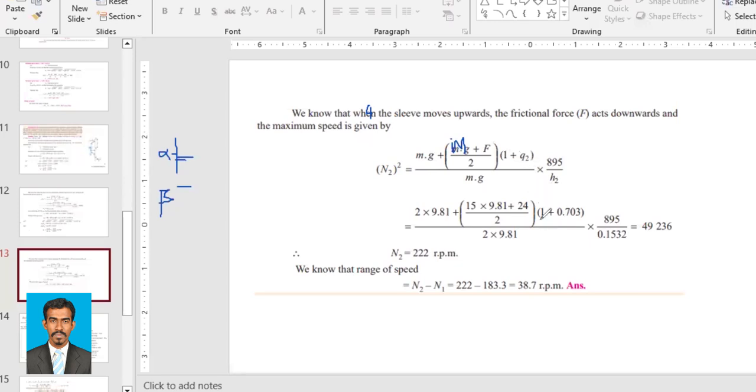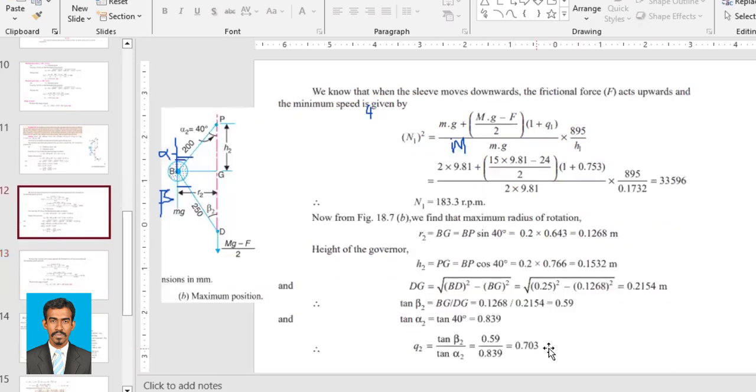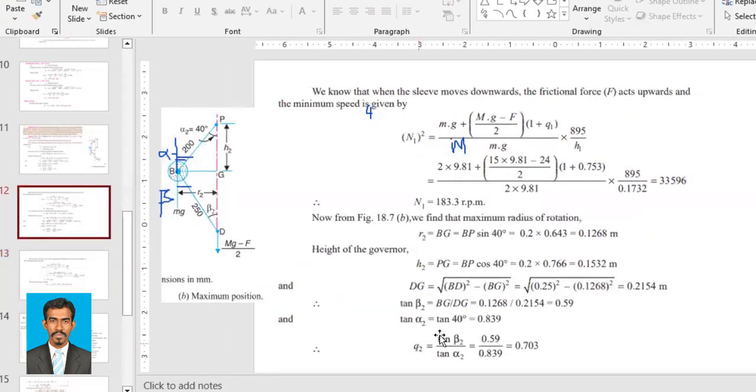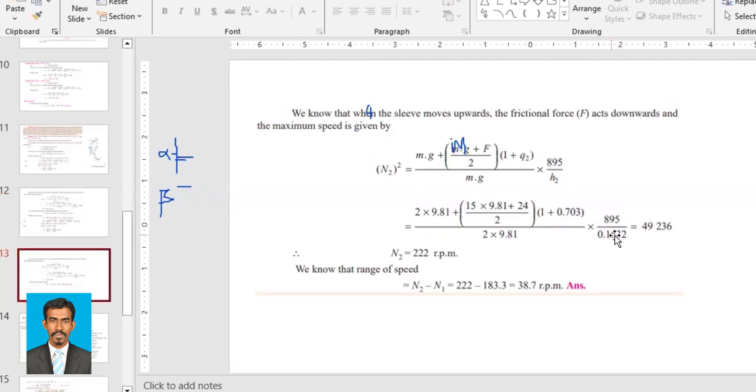Into 1 plus Q. 1 plus Q we have already found, Q2 is 0.703, right? So that is 0.703 upon mg, m 2 kilograms, into g 9.81, into 895 upon h2. H2 we have found, it is 0.1532 meter, right? When you solve it, you will have 49,236. N2 squared is equal to 49,236. So when you take N2, that is 222 RPM.